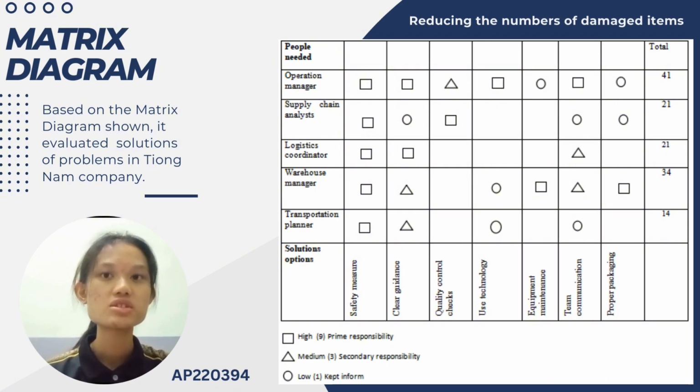Next, warehouse manager needs to ensure that all the equipment is in good condition. Operation manager plays a significant role to ensure the employees and team members do their tasks and duties. Warehouse manager needs to ensure proper packaging for each item.